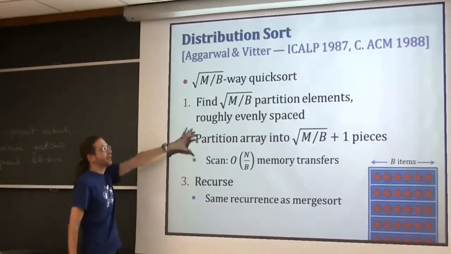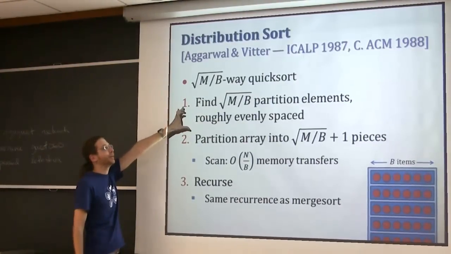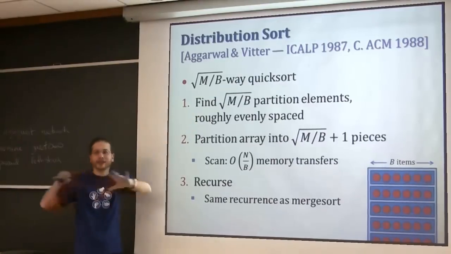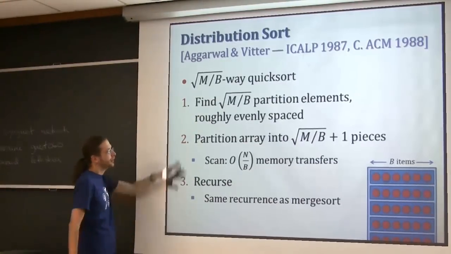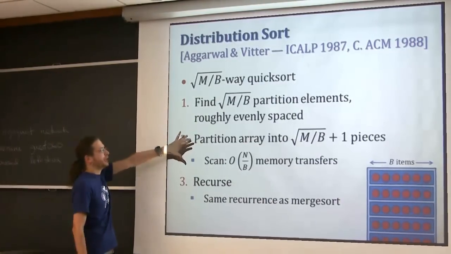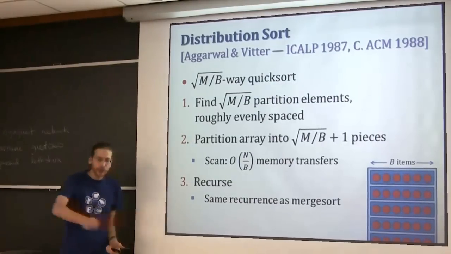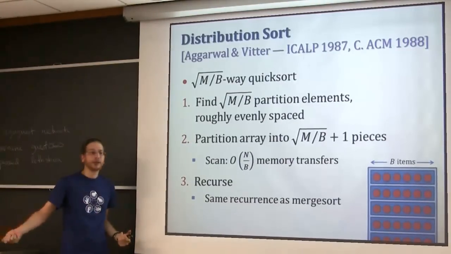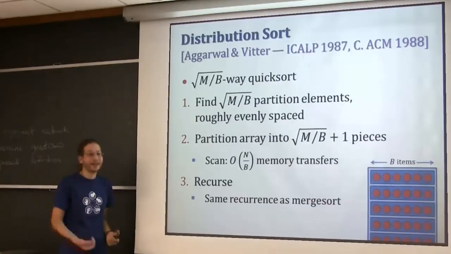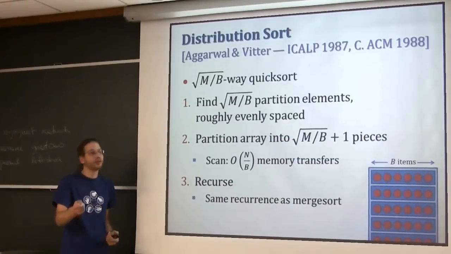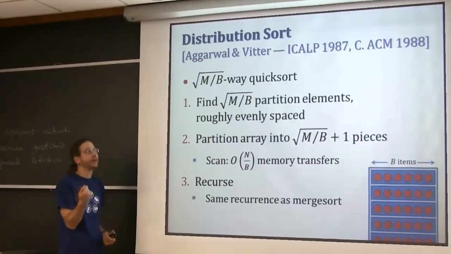Usually you find the median to do this, but now we have to find sort of square root of m over b median-like elements spread out through the answer. We don't know the answer, so it's a little tricky. Then once we have those partition elements, we can just do this square root of m over b way scan again. You scan through the data, and for each of them you see how it compares to the partition elements.